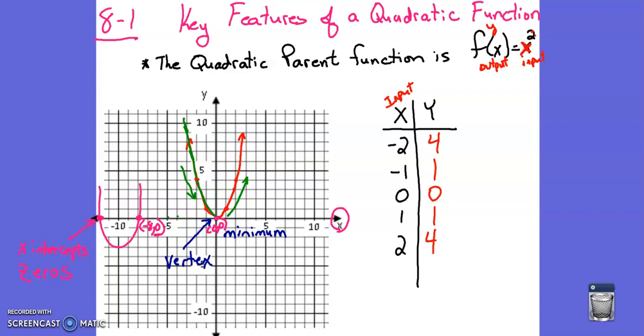So let's talk about the parent function. I also wanted to talk about the parabola. Notice it's opening up at this point. You might have a parabola that looks like this, and they're opening up. But you're also going to get parabolas where they open down. And again, that's something that I want you to be aware of.